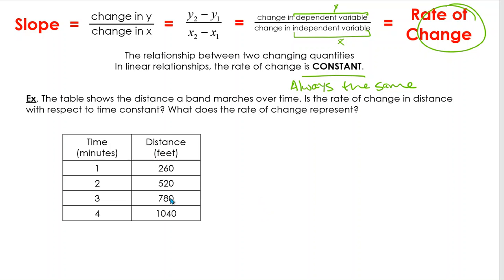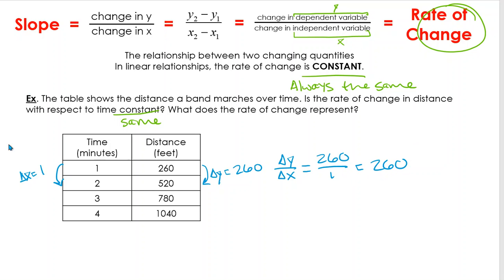So if I look at this table, it shows the distance a marching band marches over time. We want to know, is the rate of change in distance with respect to time constant? Is it the same? And what does that rate of change represent? So I'm going to look at this in increments. From 1 to 2, the change in x, delta x, equals 1. And from 260 to 520, the change in y, delta y, equals 260. So our rate of change is change in y over change in x. That equals 260 over 1, and that equals 260.